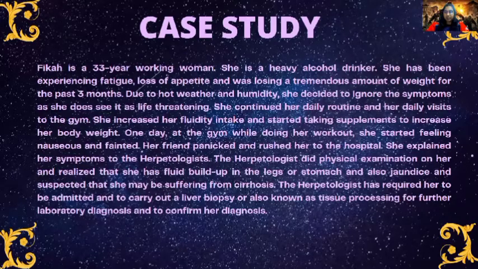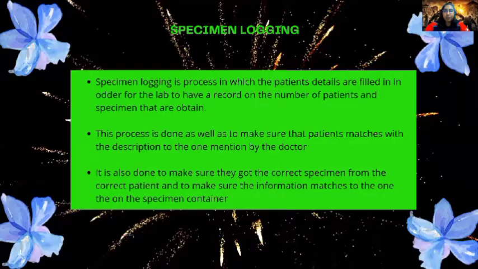So this is our case study. Fika is a 33-year-old working woman. She is a heavy alcoholic drinker. She's been having some symptoms such as fatigue, loss of appetite, and losing weight. She ignored those symptoms due to hot weather and humidity. One day, while she was doing her daily workout at the gym, she was feeling nauseous and fainted. Her friend rushed her to the hospital, and the doctor requested for her to do a liver biopsy.